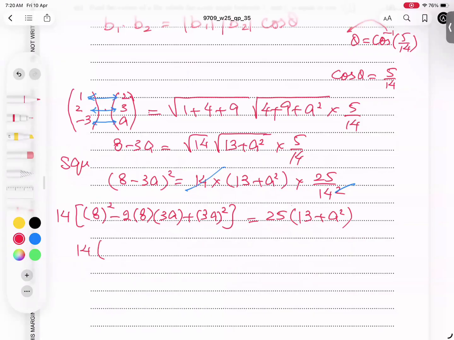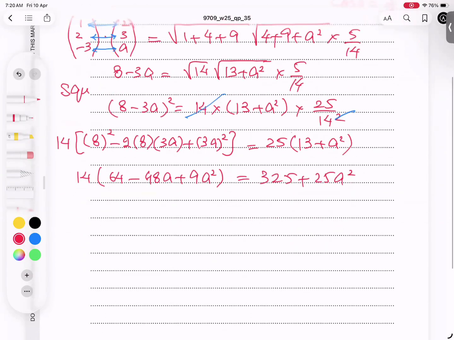14 outside, inside 64, 6 8s are 48, and 9a square, and 25 times 2, 13, giving us 325 plus 25a square. Now I'm multiplying 14 times 64, 896. 48 times 14, 672a. And 14 times 9, 126a square. These values I bring here.